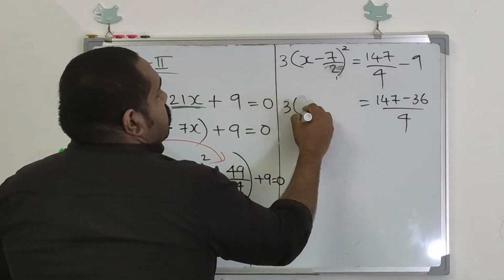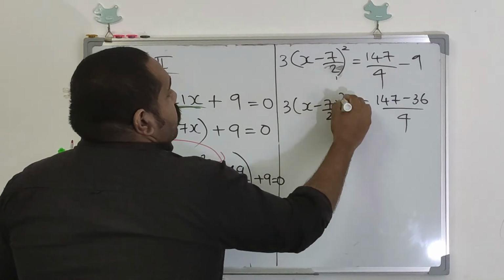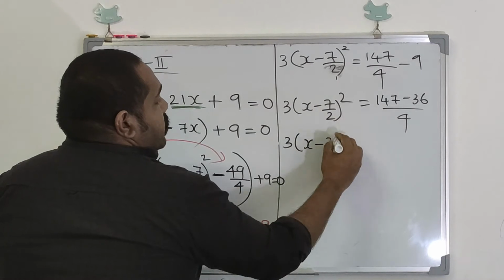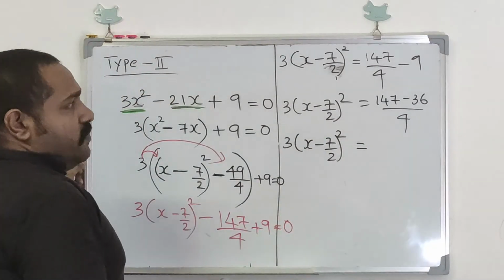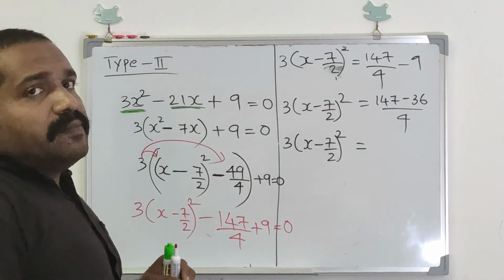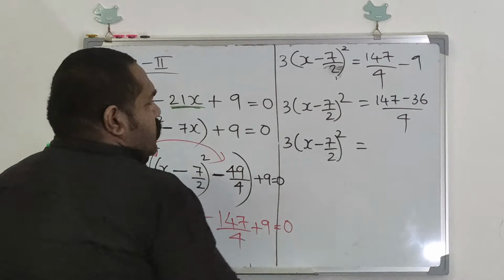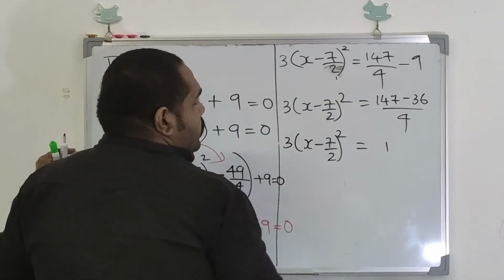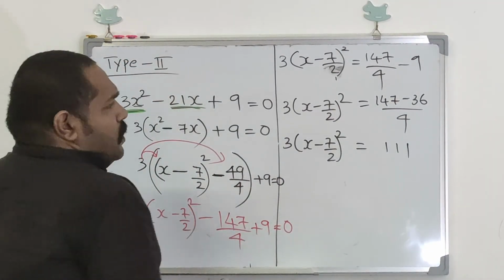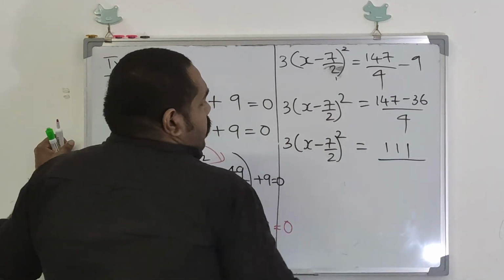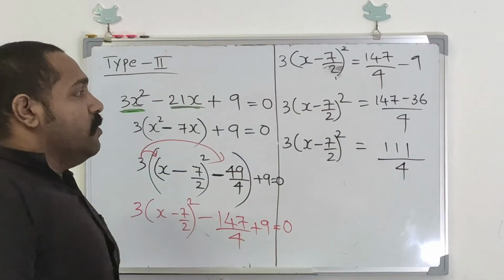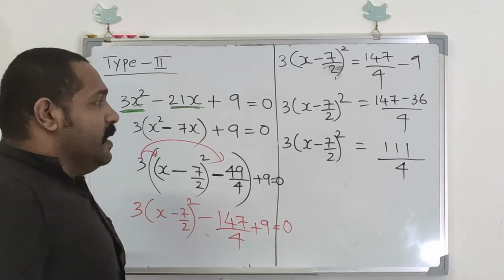So 3 times x minus 7 by 2 whole square is equal to 147 minus 36 over 4. So what is the value of 147 minus 36? It is going to be, I guess, 111. So 111 over 4. So 3 times x minus 7 by 2 whole square is equal to 111 by 4.